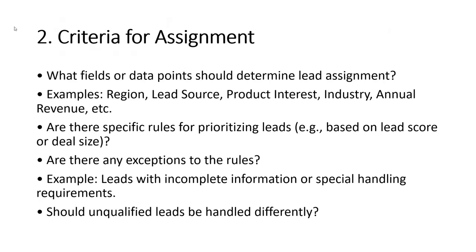Another one is the criteria for assignment. You will check what would be the criteria for the assignment. What fields and data points should determine the lead assignment? For example, are we just focusing on the region, lead source, product interest, industry, annual revenue? If the region is this, we want to assign to a particular queue. If the lead source is email, we want to assign to different queue members. Like that, we have to define the data points, right?